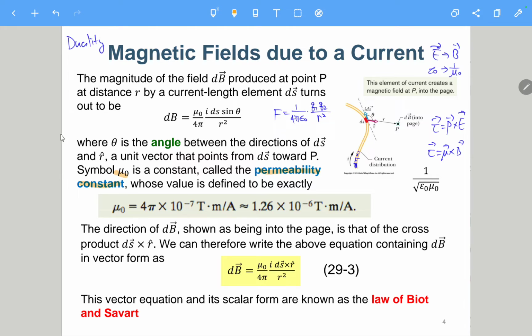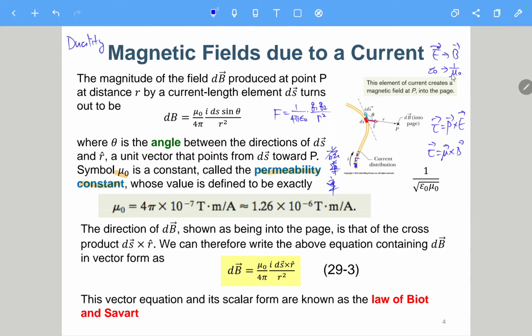Epsilon naught is called the permittivity constant, and this permeability constant is called 磁导率. Its value is defined to be exactly 4 pi times 10 to minus 7.